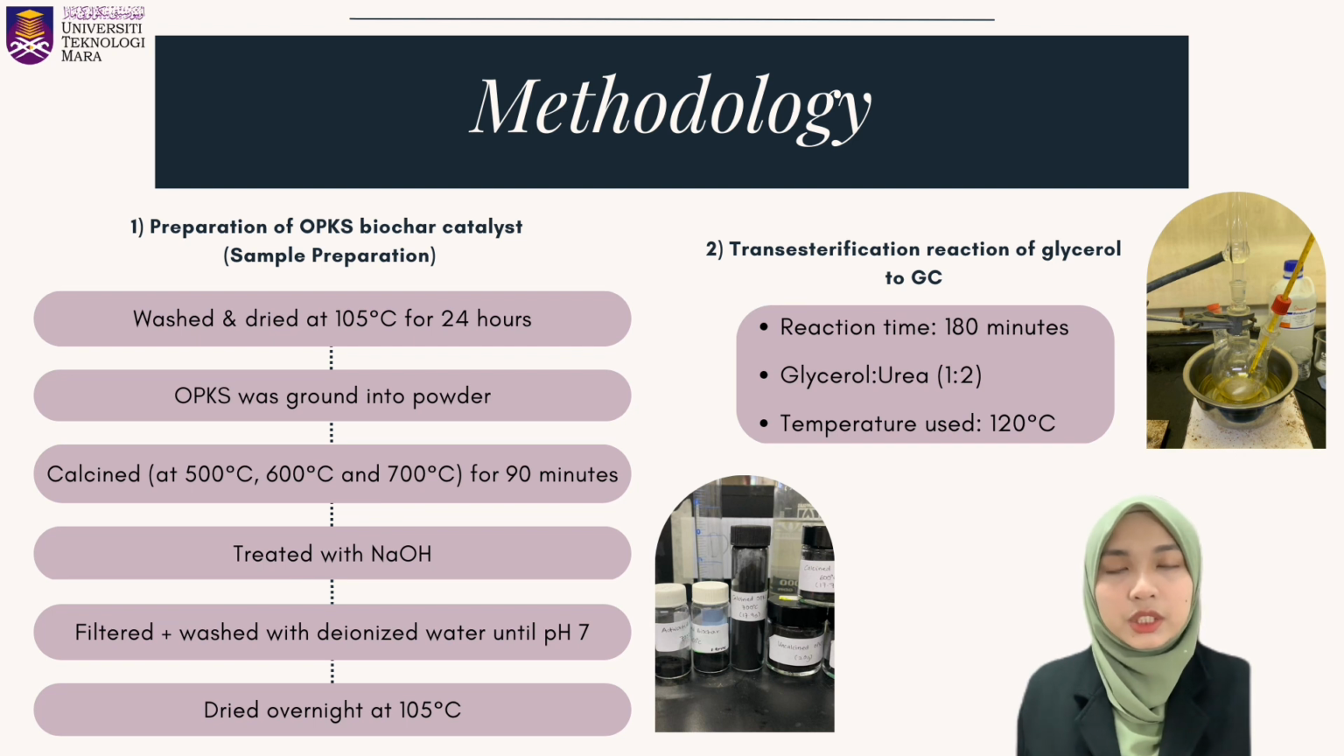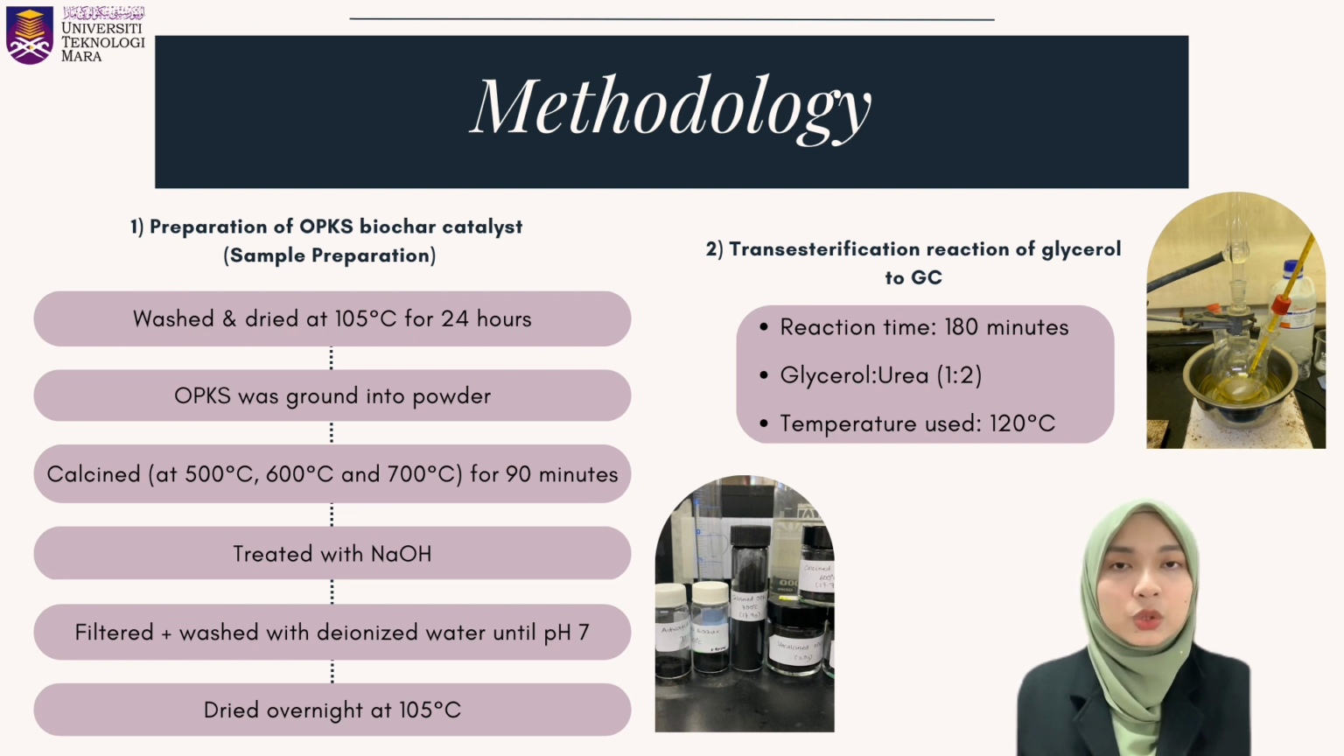Next is transesterification reaction of glycerol to GC. The 3 round bottom flask reactors were equipped with a condenser and 1 thermometer attached for monitoring the temperature in the flask. The flask was then put in a paraffin oil bath over a hot plate with magnetic stirrer stirring.